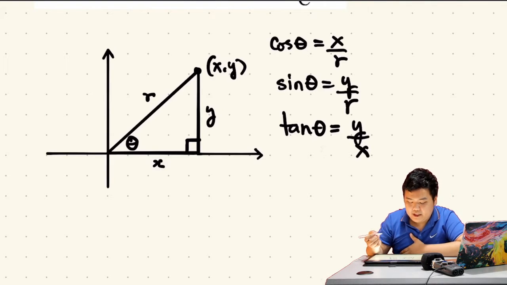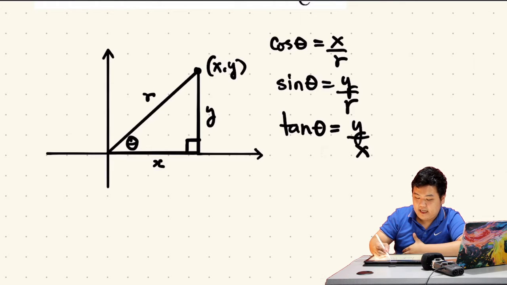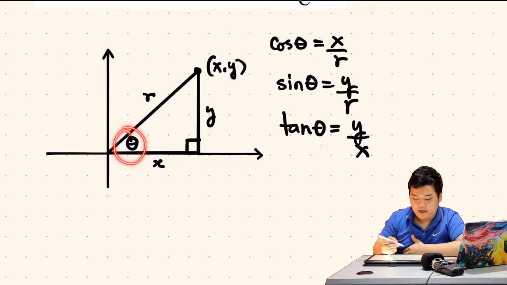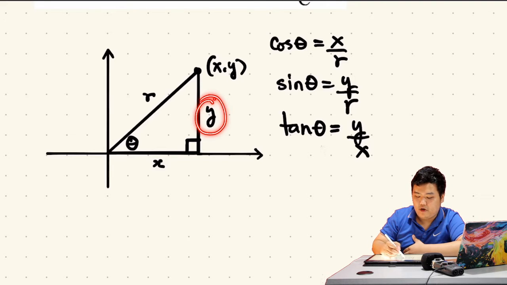Okay, so para madali siyang tandaan, titignan natin yung x, y, and r with respect to theta. So, yung katapat ni theta, siya yung y. Or ang ibang tawag natin dun sa y is the opposite side. And yung r, tawag dun ay hypotenuse. At yung x is the adjacent side.